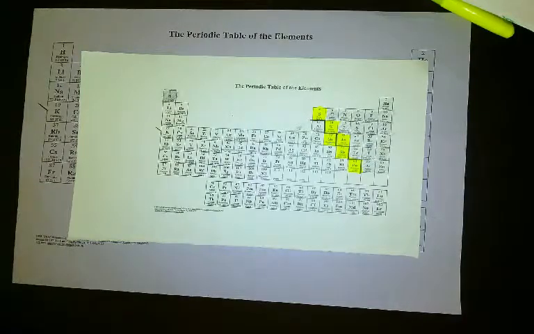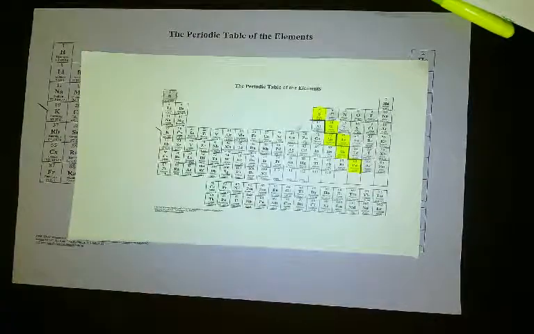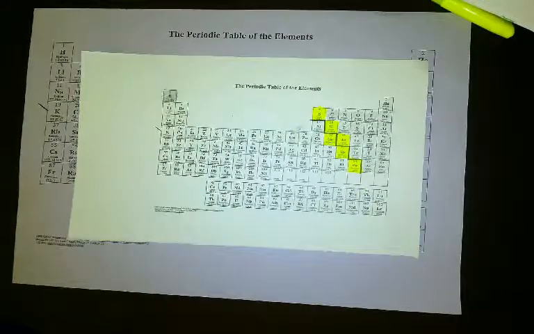Okay, guys, this is just a quick review of some of the concepts that I'm seeing students have trouble with. The first thing is the difference between an element and a compound. An element is a single element, for lack of a better term, from the periodic table. It is a single atom. It is not multiple atoms.